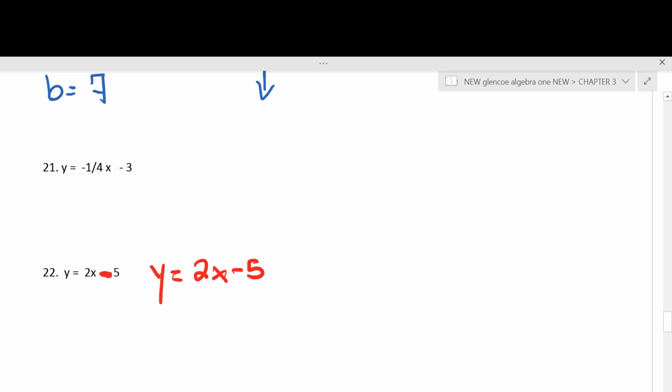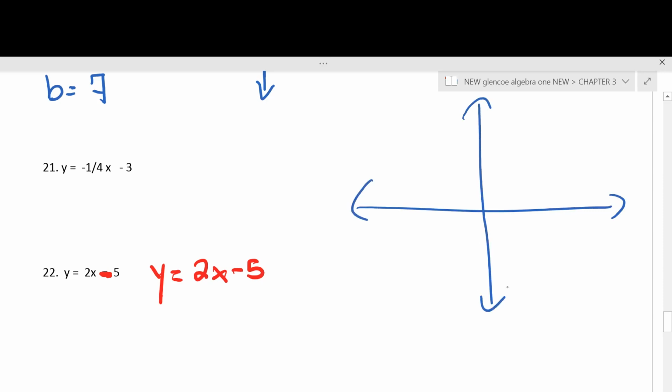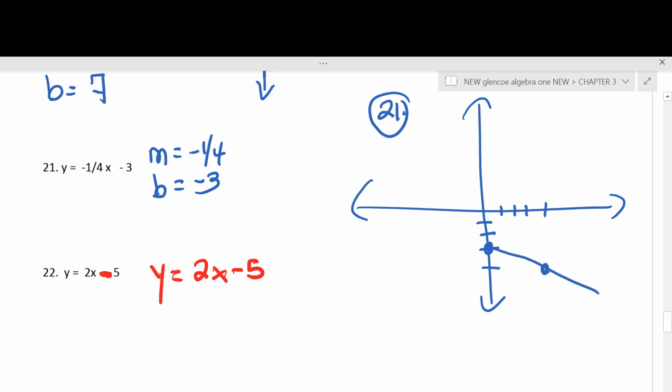Y equals negative 1/4 x minus 3. So the slope is negative 1/4. The y-intercept is negative 3. Since the y-intercept is negative, I go down 3. My slope is negative 1/4, so I go down 1 and over 4, and there's my line.